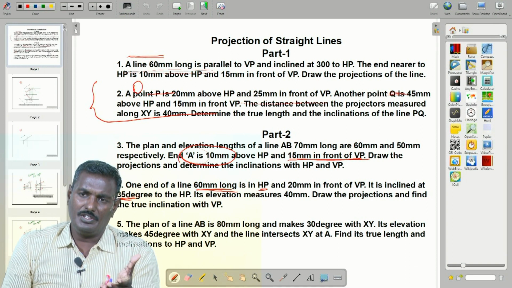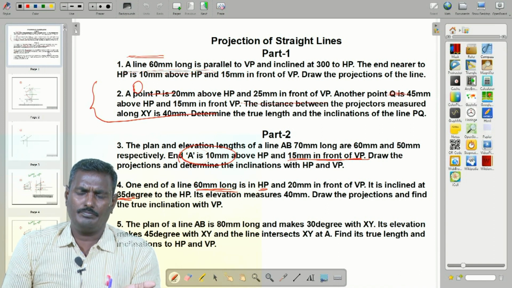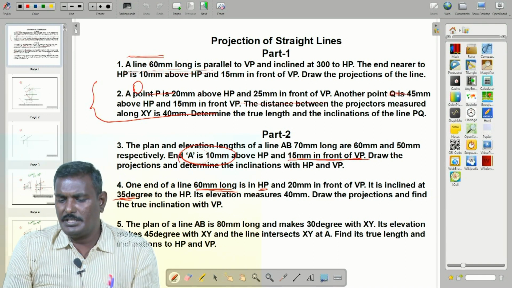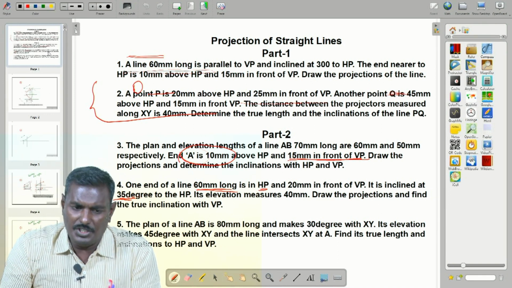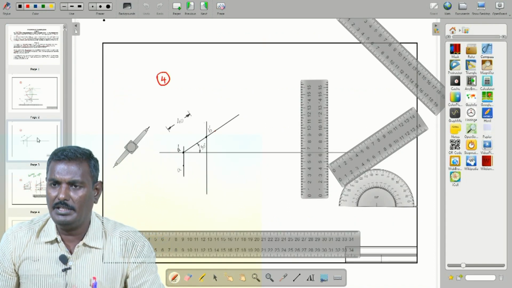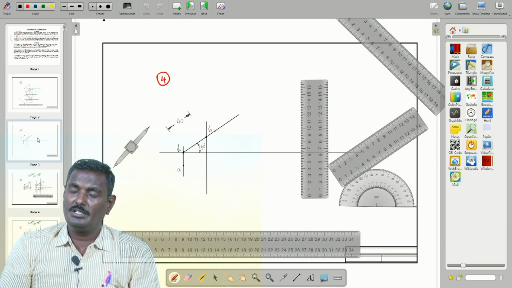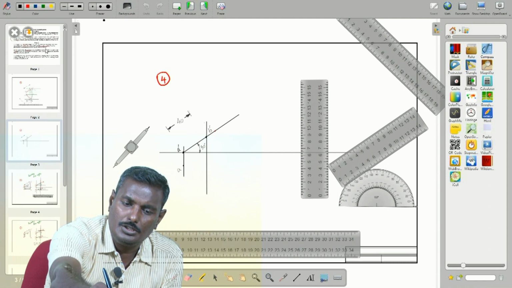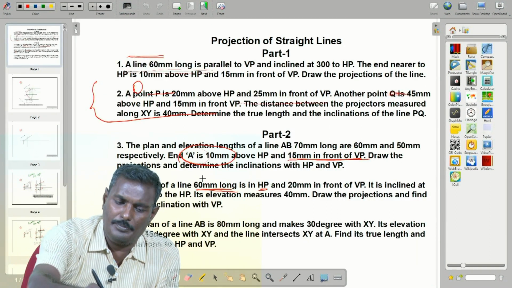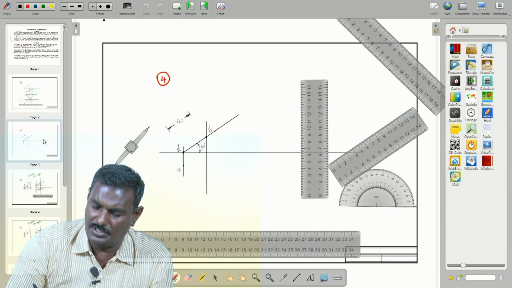So true inclination with VP is looking from where? Above. So that is the concept, is it? By looking from above only it is observed. So how to observe? A is given, is it? You have to fix that point. From that point measure how much? True length, 60 mm. So measure 60 mm and make an arc to intersect this.